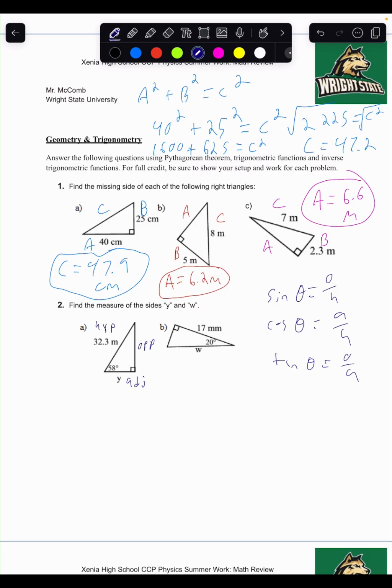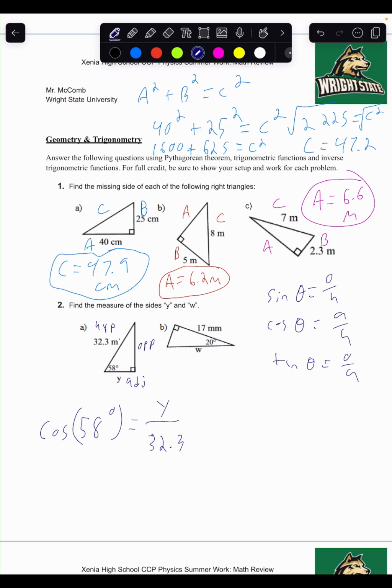Okay, so looking at this, the two pieces that I have are the hypotenuse, and I want to know the adjacent, and I've got the angle. So I'm going to choose the one that involves adjacent and hypotenuse, which is cosine. So I'm going to say that the cosine of 58 degrees equals adjacent over hypotenuse, which is my unknown side, y, and my hypotenuse 32.3.